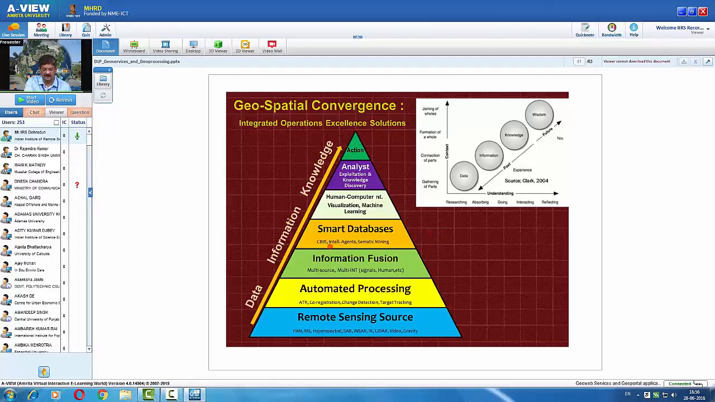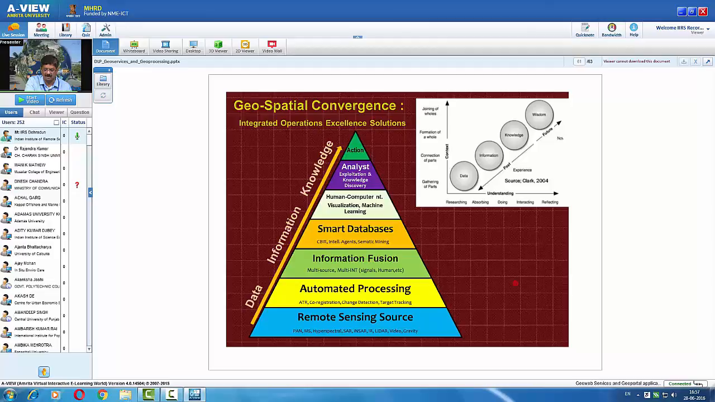Then smart databases. We are using content-based image retrieval systems, intelligence agencies, and so on, by which we will be able to extract the data with very minimum data available so that we are able to use it. Then human-computer intervention is another very challenging task, particularly visualization, which is a very computationally intensive program, but that is what the challenge is. Then of course analysis as well as knowledge recovery is very important. So as we go from data to information to knowledge, the next slide will show you how we are going to improve that part.